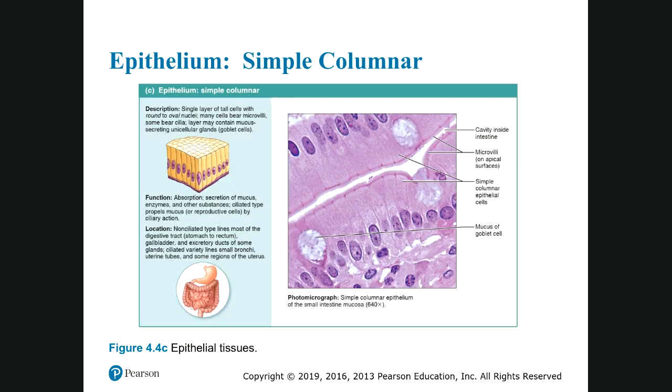Simple columnar is the third type of epithelial tissue. Simple columnar has a single layer of tall, closely packed cells aligned like soldiers in a row. Here's the apical surface, and here's the basal surface. Their function is absorption and secretion, and they are found in the digestive tract, the small bronchi, the lungs, and the uterine tubes and uterus of the female reproductive system.